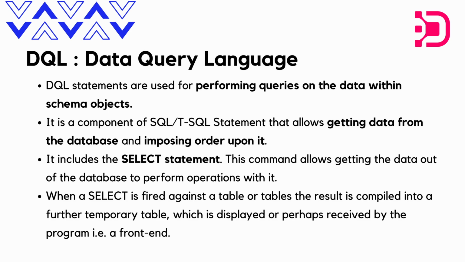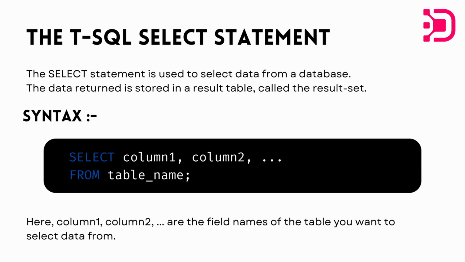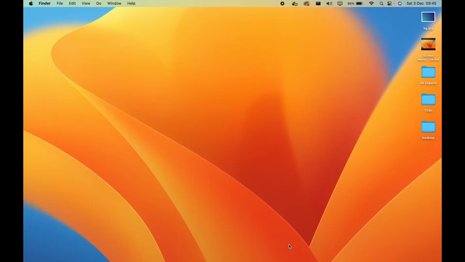So let's look at the select statement in detail now. The select statement is used to select data from a database and return it to the user in a viewable format. The data that is returned is stored in a result table, also known as a result set. This result set is created by whichever SQL tool you are using, and it's passed back to the front end in the form of a table, and that table is then displayed to you. So this is a temporary table made by the SQL or DBMS software that you are using just to display the data. So let's dive into the demo.